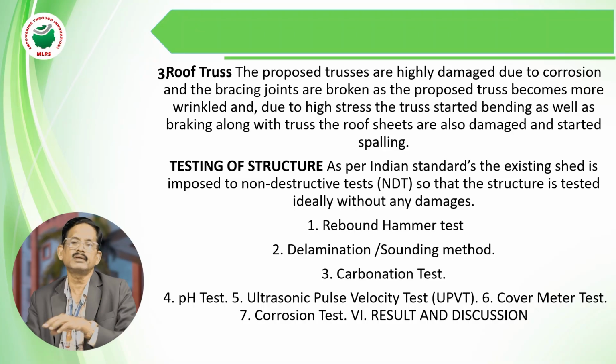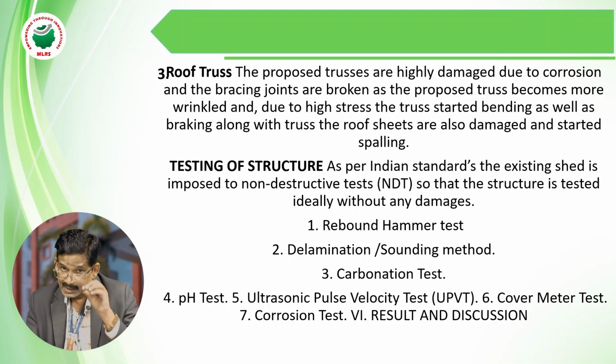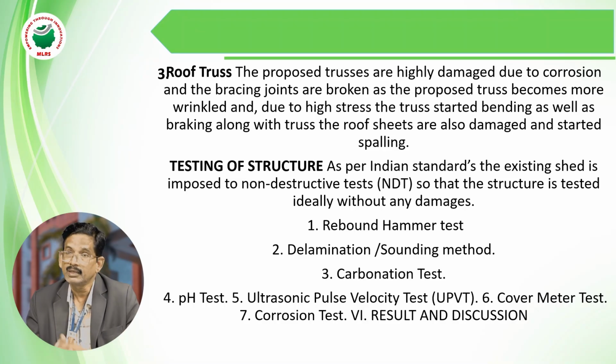What I observed in a particular case, the Mangalore case, is that the truss is highly damaged due to the corrosion itself, and the bracing joints are broken. The proposed truss became wrinkled. The joints are also broken because of the spalling of the concrete as well as the corrosion.